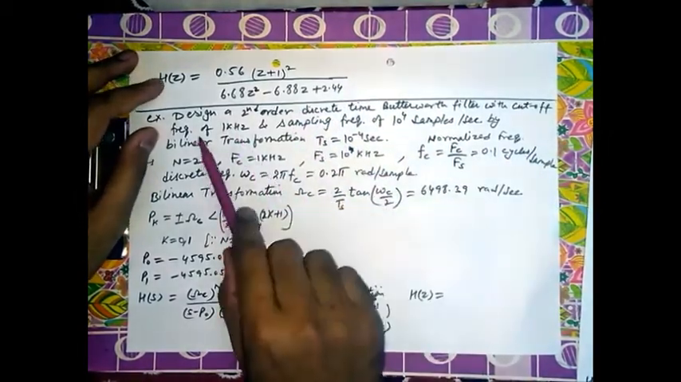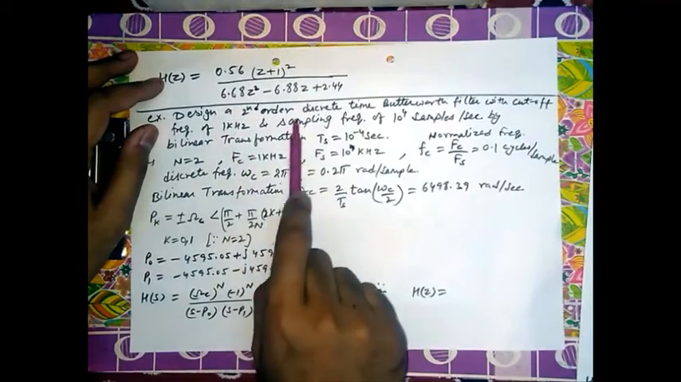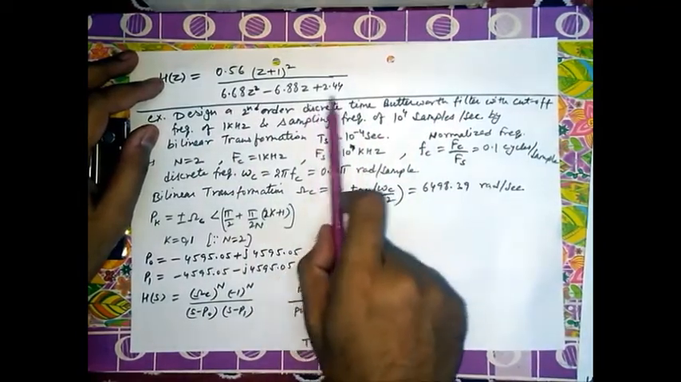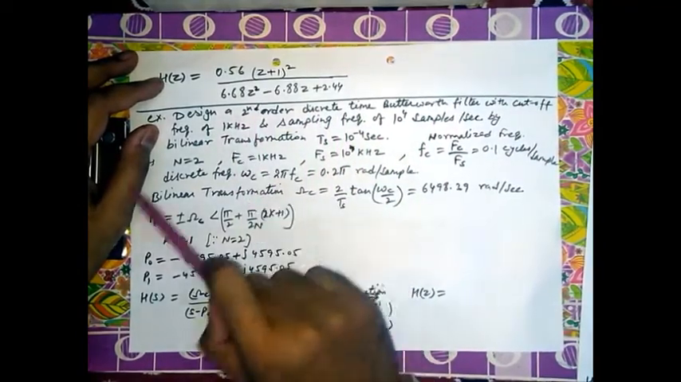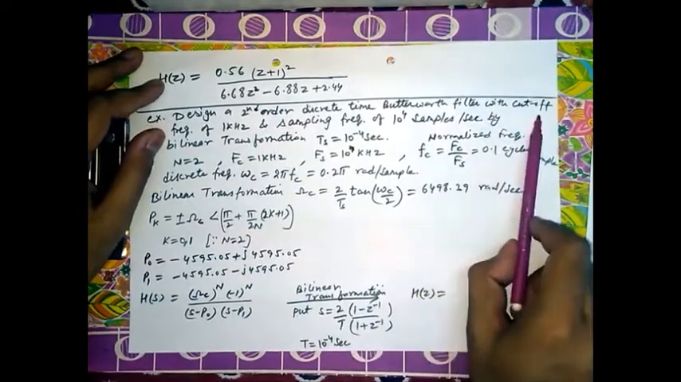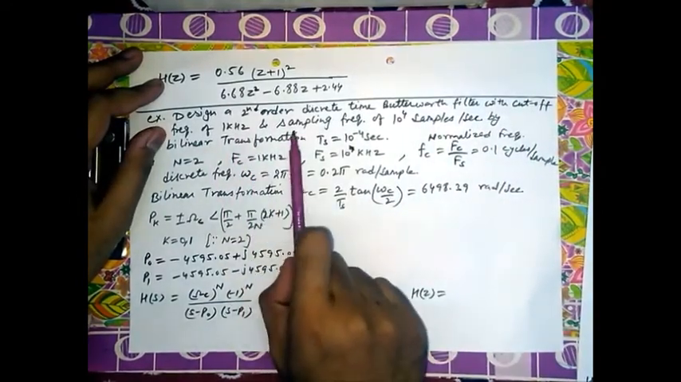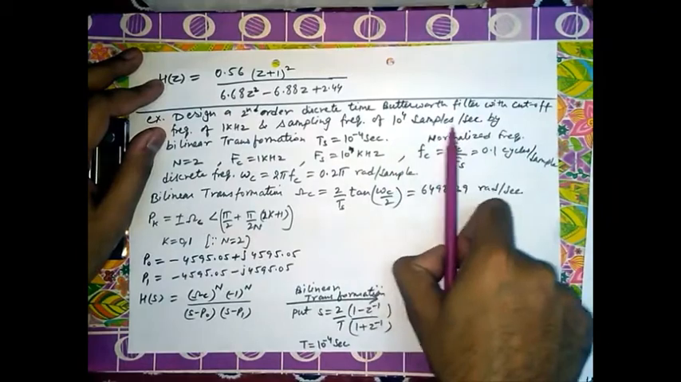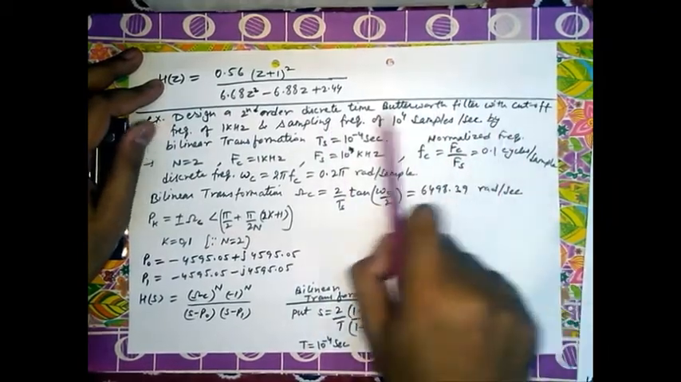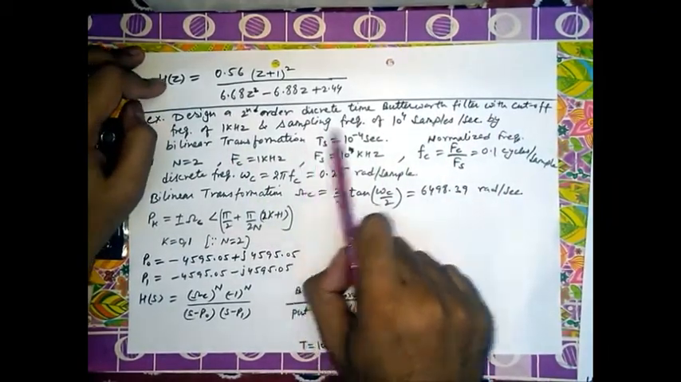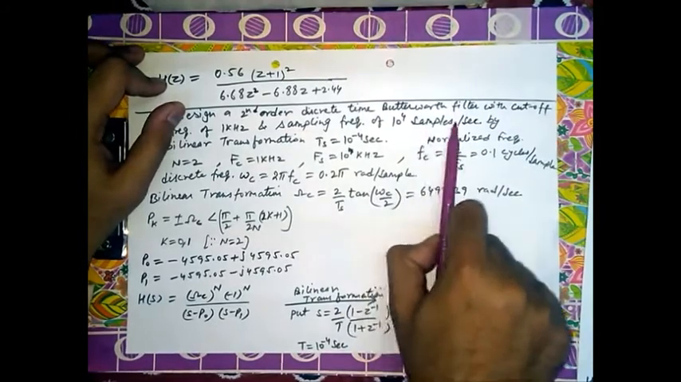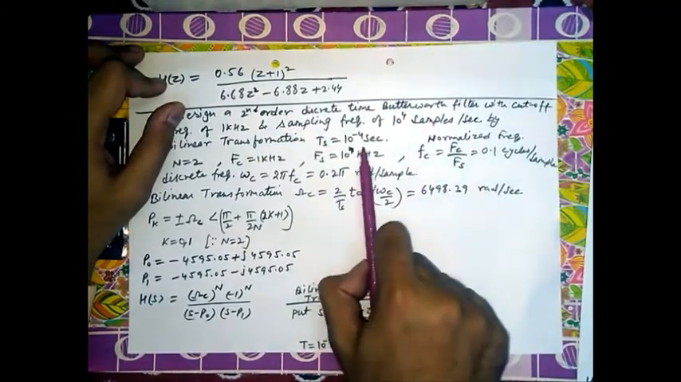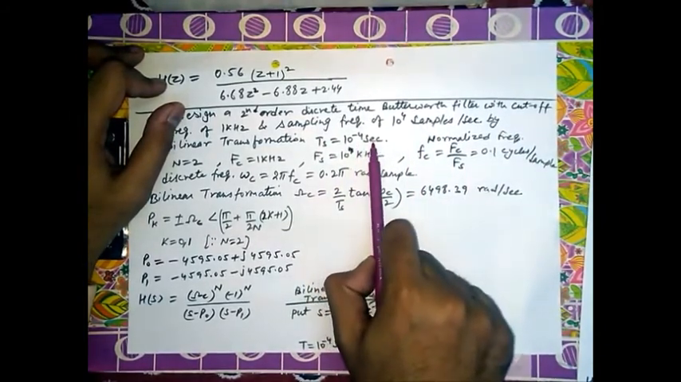A second numerical may come like this. Design a second order discrete time Butterworth filter, a discrete or digital filter of order 2, with cutoff frequency of 1 kHz and sampling frequency of 10⁴ samples per second, by the bilinear transformation. Now this sampling frequency can be used to find the sampling time period, that is 10⁻⁴ seconds.